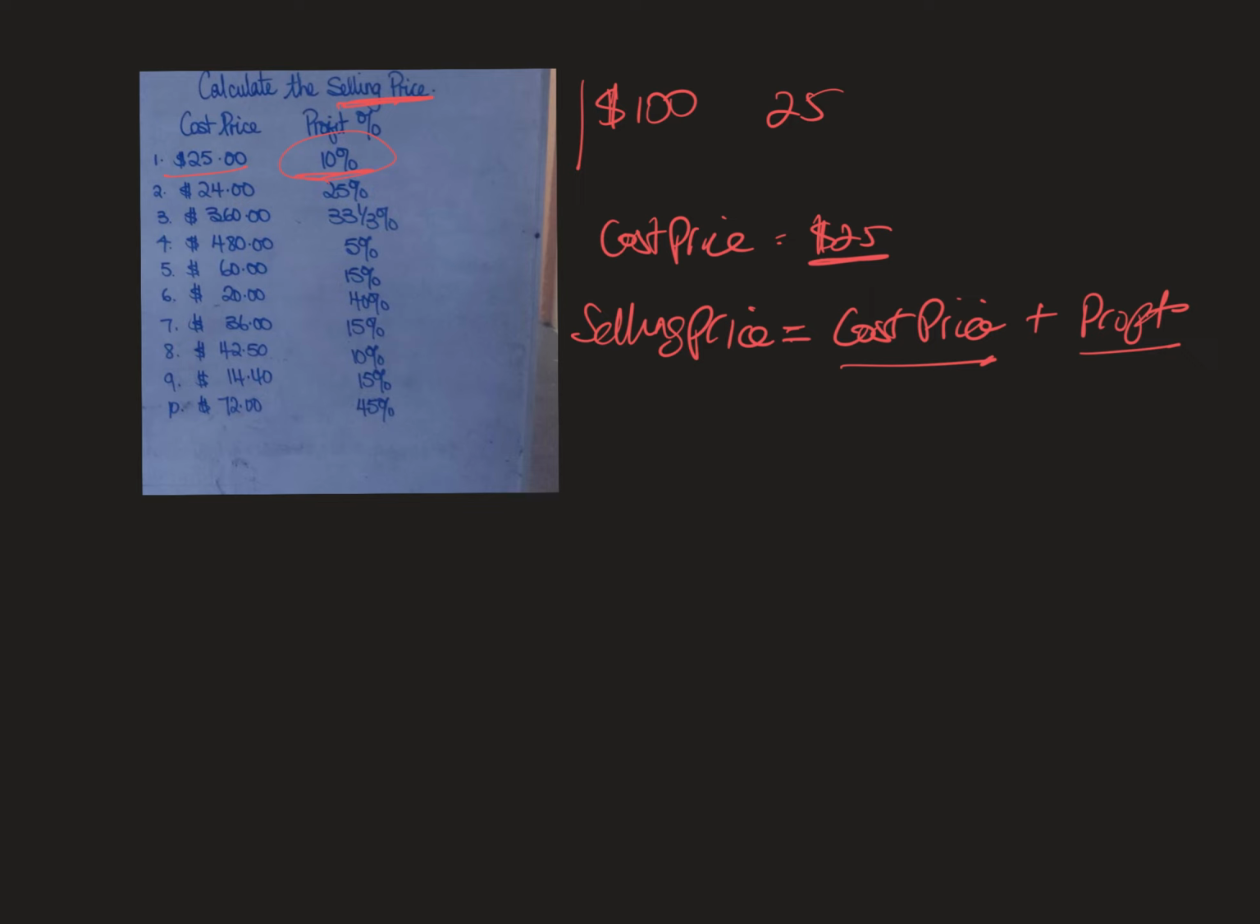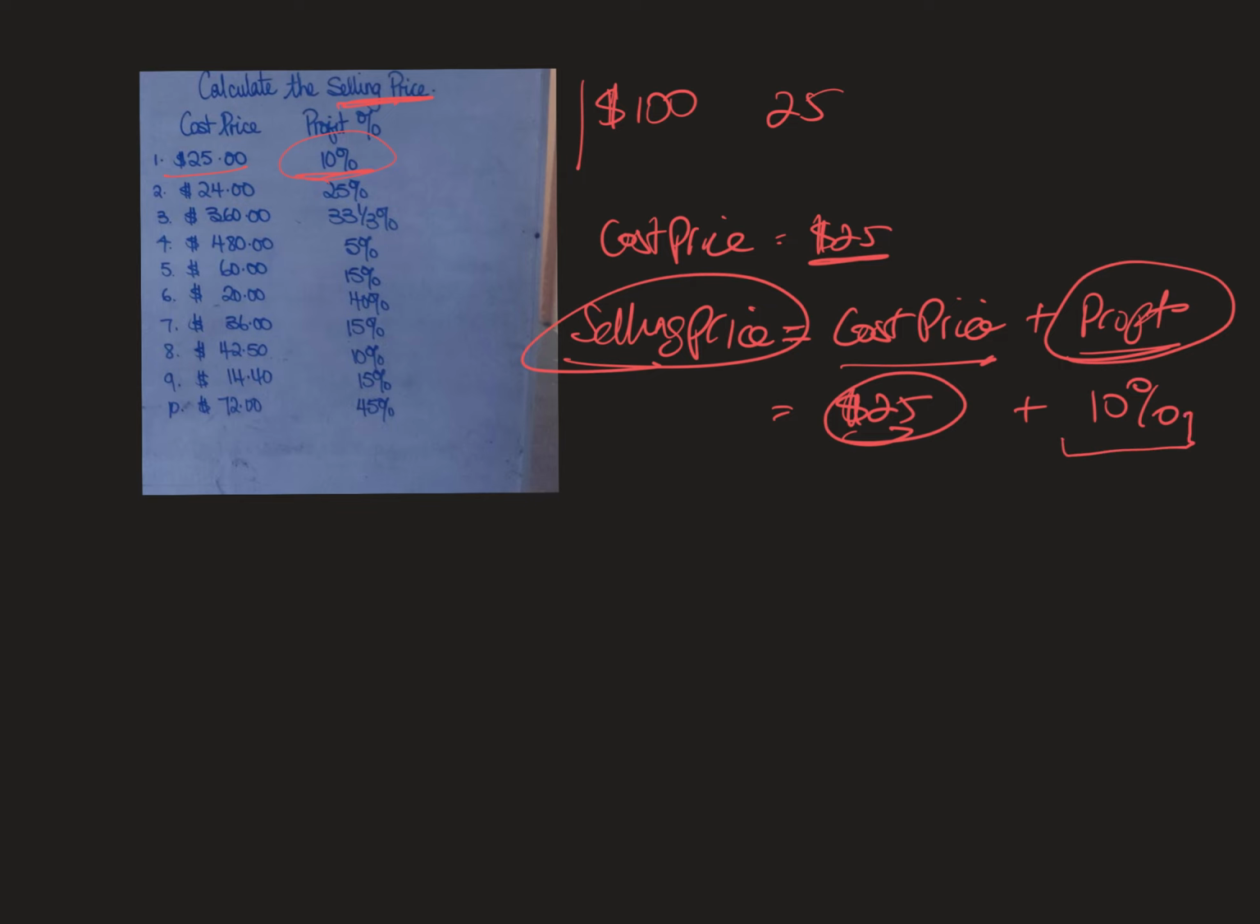In this case, the cost price is $25. So for us to get the selling price, we have to add the profit. And the profit would be 10%. So check this out. Once we find out what is 10% of 25 and we add it, we will be able to get the selling price.